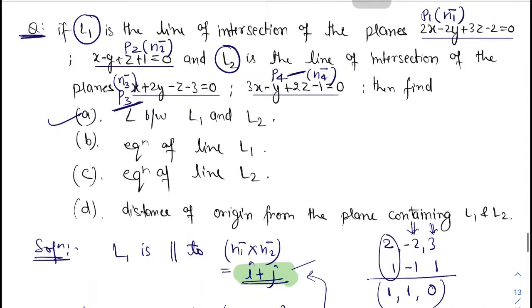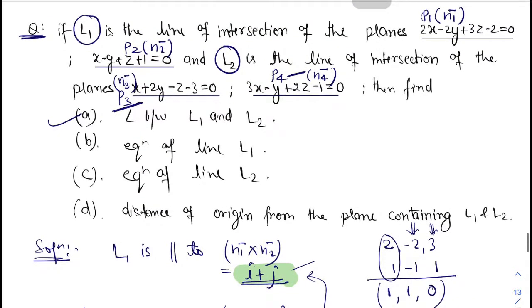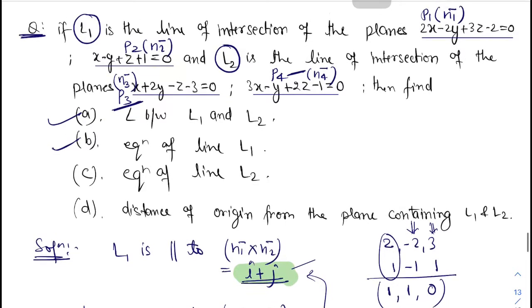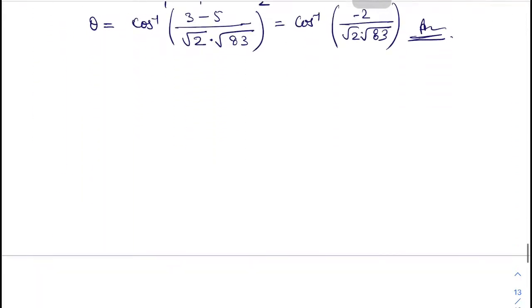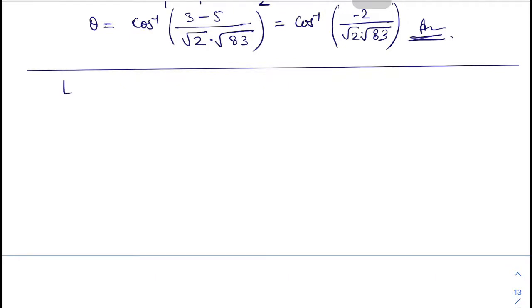What are L1 and L2? L1 is the line of intersection of planes P1 and P2. L2 is the line of intersection of the planes P3 and P4. The next question says find the equation of the line L1. So let us determine the equation of L1. You need to observe very carefully how I am going to write the equation of L1.